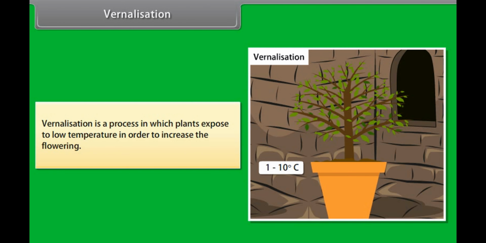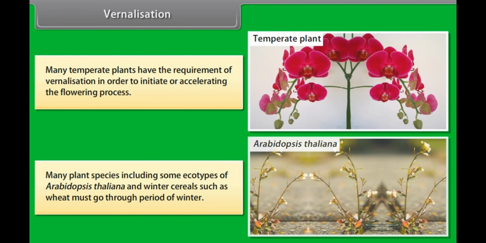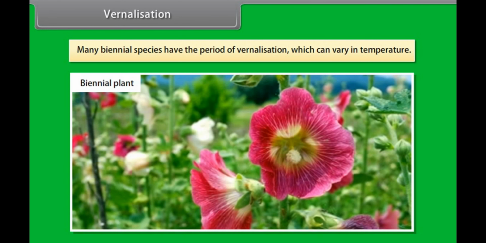Vernalization. Vernalization is a process in which plants are exposed to low temperature in order to increase flowering. Many temperate plants have the requirement of vernalization in order to initiate or accelerate the flowering process. Many plant species, including some ecotypes of Arabidopsis thaliana, and winter cereals such as wheat must go through a period of winter. Many biennial species have a period of vernalization, which can vary in temperature.